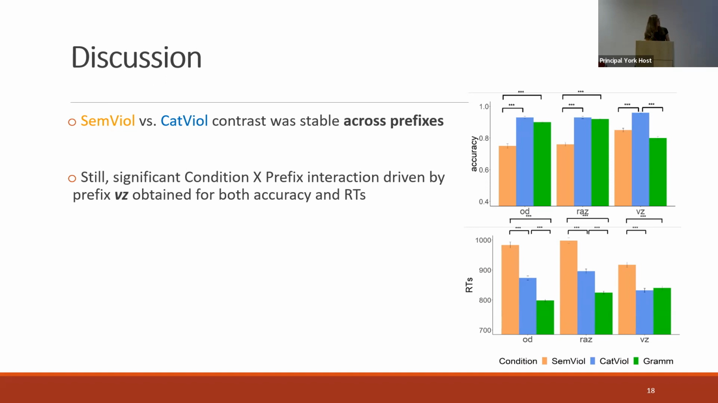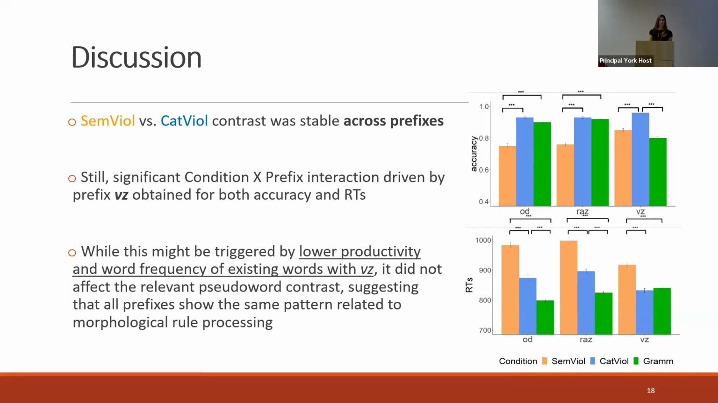Furthermore, you can also see that overall the pseudo words with uz were rejected faster and a little bit more accurately. So it seems that overall people like saying no to either pseudo words or existing words with uz. And we think that this might come from the fact that uz has a lower productivity in Slovenian than other prefixes. However, what is interesting here is that the relevant contrast, which is the contrast between the two violations, seems to be stable, even with this low productivity and lower frequency prefix. So it seems that these two factors, lower frequency and productivity, which we know are important factors in processing words, seemed not to affect this particular morphological rule processing.